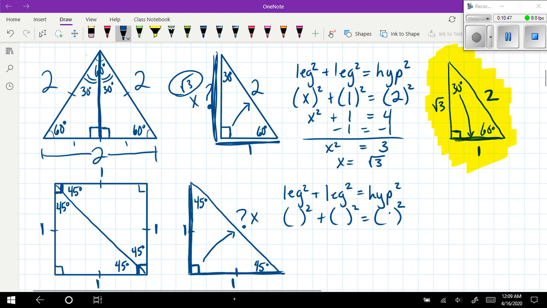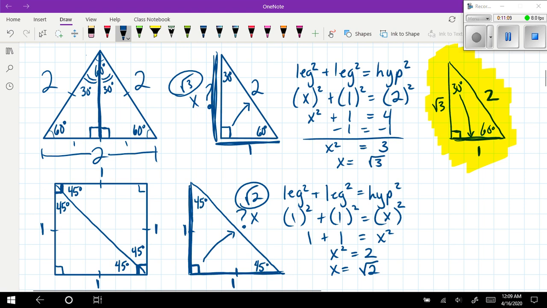So the hypotenuse gets my x, and both of the legs are 1s. So 1 squared is 1, and 1 squared is still 1, and this is x squared. I'm going to turn this around and write x squared equals 2, and that means that x is going to be the square root of 2. So square root of 2 shows up on the hypotenuse.